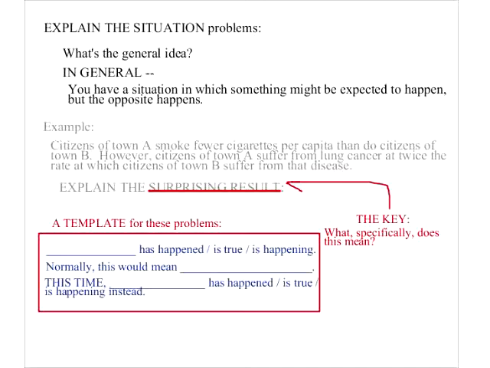So this is what we need to explain. I mean, if you can fill in these 3 blanks, then I think you've got a pretty good idea of what it is that needs to be explained. Let's fill in these 3 blanks. So what is happening in this problem? Normally, what would it mean? What does it mean this time instead? See if you guys can type that in the text box. The idea is to be a little bit general about this.